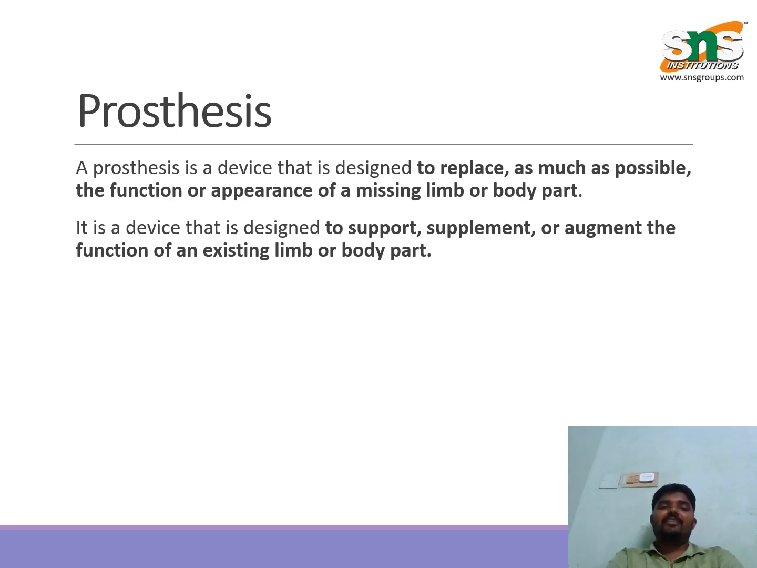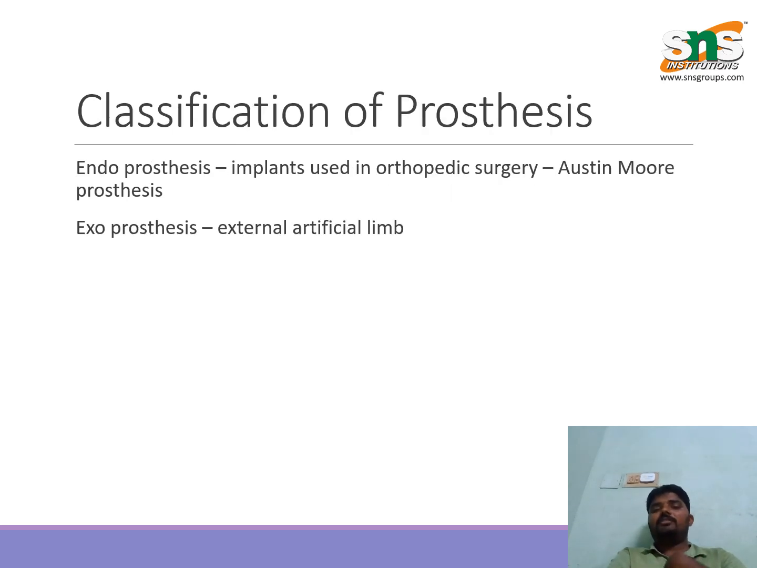It is also a device that is designed to support, supplement, and augment the function of an existing limb or body part. Then classification of the prosthesis has two main types: endoprosthesis or exoprosthesis. Endoprosthesis is mainly an implant used in orthopedic surgery. This is an example of an endoprosthesis for total hip replacement. Exoprosthesis is usually an external artificial limb.